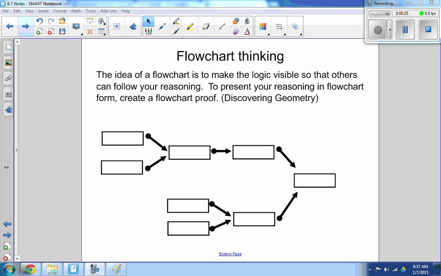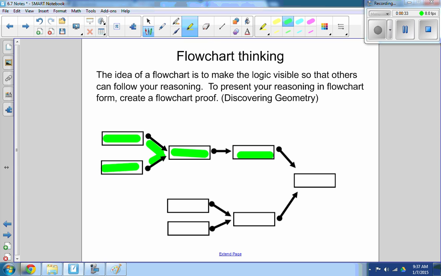So the idea is you fill in information, those combine into one statement, which leads to another statement, and then you've got another separate thought going down here. Eventually, these two combine into what we're trying to prove. That's the whole idea behind flowchart thinking. It's a very visual representation.